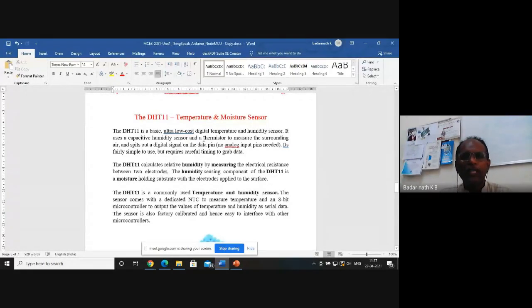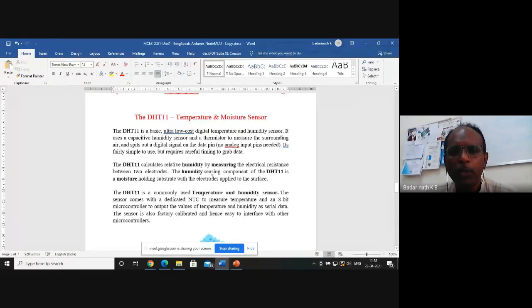Now, it has a thermistor inside, an NTC thermistor. The thermistor is exposed to the surface. If you look at the plastic package, you can see the thermistor. The thermistor is used to measure the temperature of the surrounding air. So it has a thermistor and a capacitive humidity sensor built into this package.